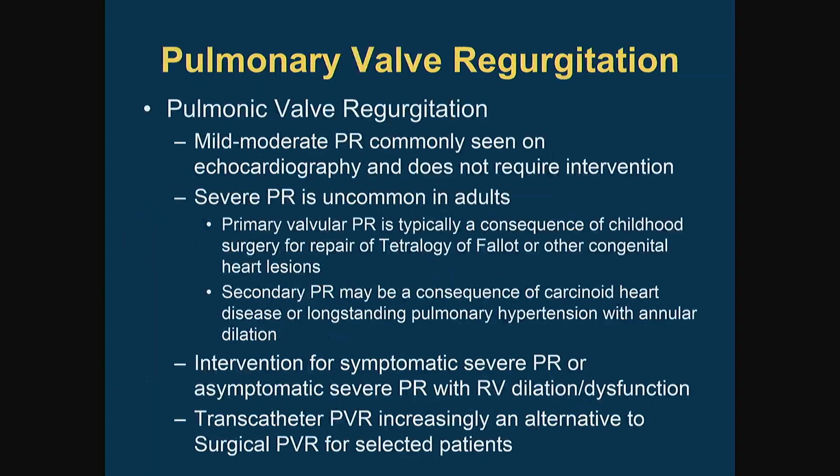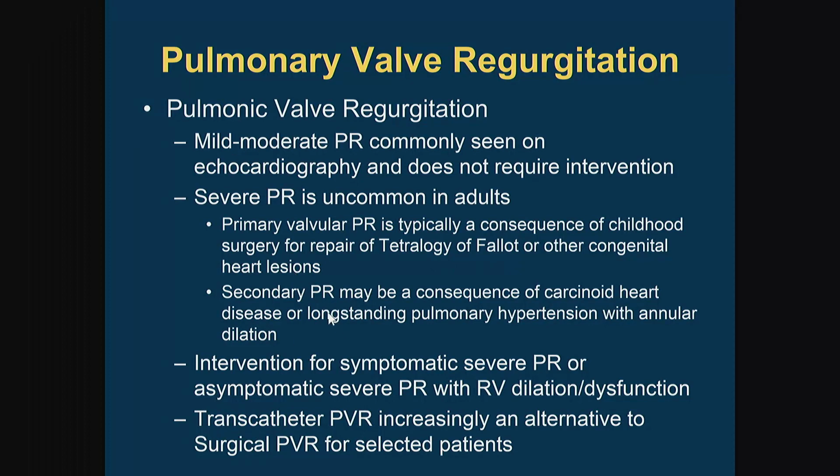Let's switch gears for a moment and talk a bit about pulmonary valve regurgitation, pulmonary valve disease. We'll start with pulmonary valve regurgitation. Pathologic pulmonary regurgitation is most commonly the consequence of congenital heart disease interventions. Mild to moderate PR is very frequently seen on echocardiography in adults, and in general it's an incidental finding that doesn't require intervention. Severe pulmonic valve regurgitation is generally uncommon, and as mentioned is related typically to surgery for repair of tetralogy of Fallot or other congenital heart lesions.